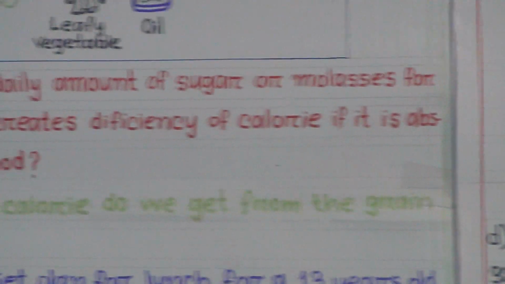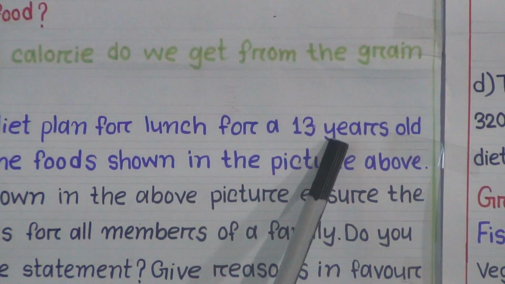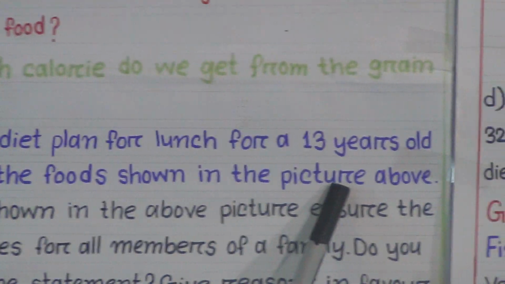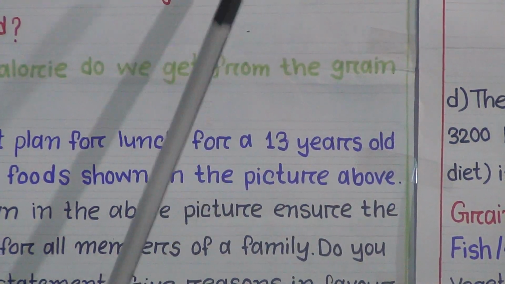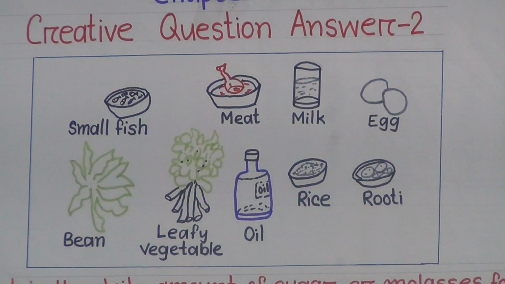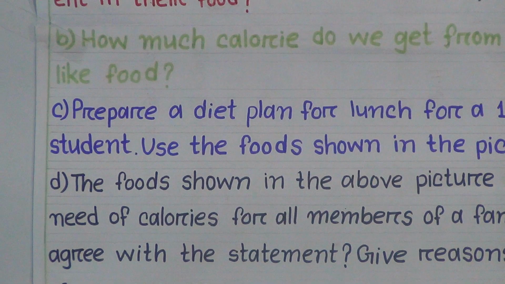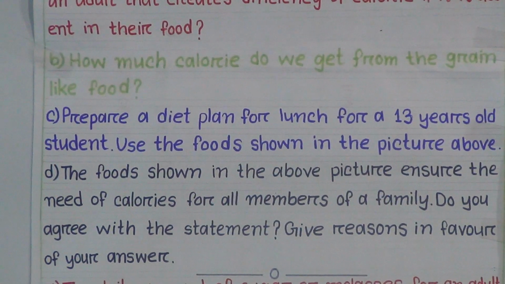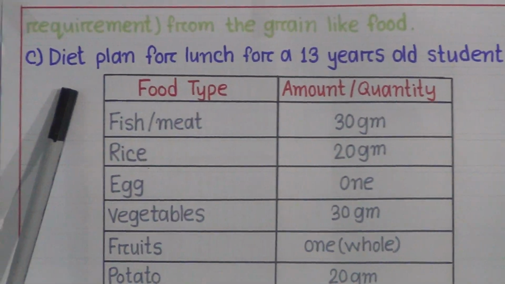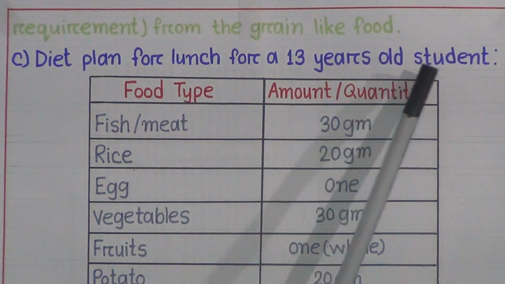Now come to number C. Prepare a diet plan for lunch for a 13 years old student. Use the foods shown in the picture above. It means by using the foods shown in the picture, you have to make a list for a 13 years old student for lunch. The answer is a diet plan for lunch for a 13 years old student.